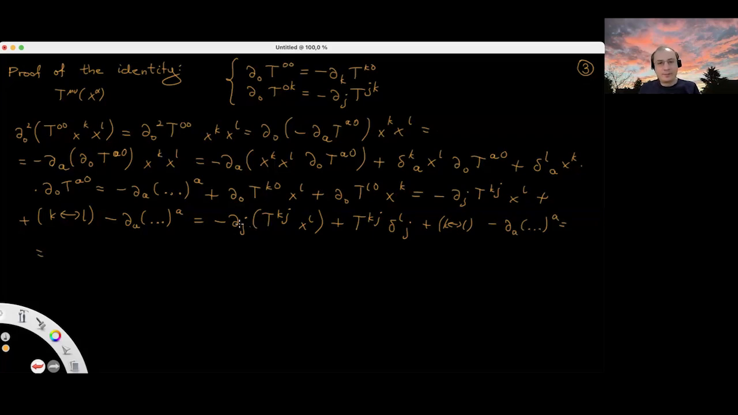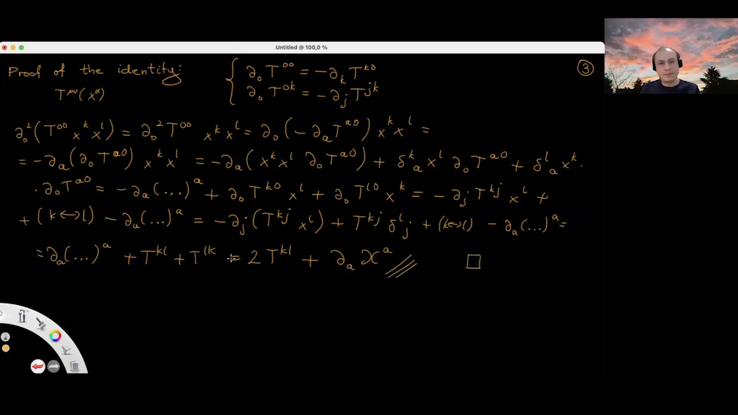And now this guy here is again a full divergence, so we can bring it to the full divergence term, divergence proportional to k. So we are left with plus t k l. This guy produces the same thing, but with k and l reversed, so t l k. And another term we can merge with the total divergence term. Then we realize that t is symmetric, so we just get 2 t k l plus a big divergence term d a x k.